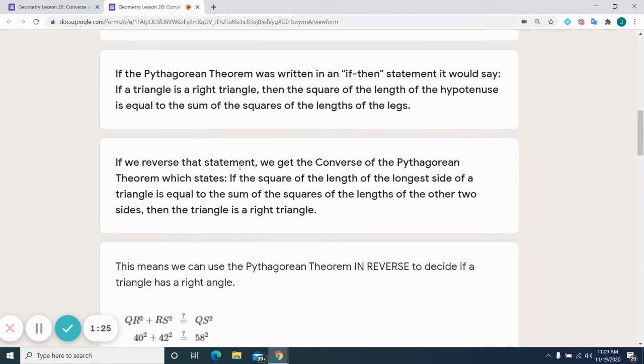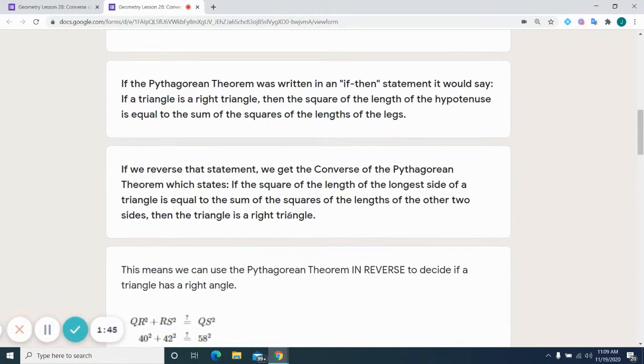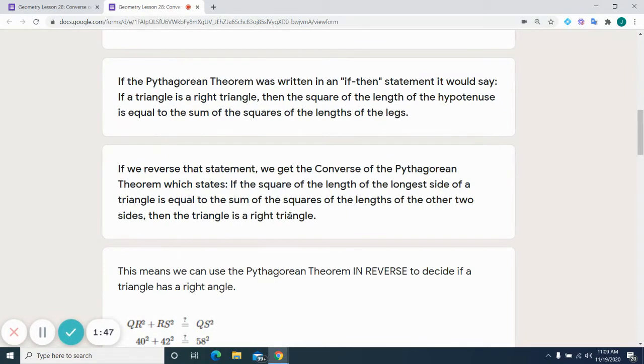Turn that backwards, and you get the converse of the theorem, which states: if the square of the length of the longest side of a triangle equals the sum of the squares of the other two lengths, or in other words, if you set it up where c is the longest side and a squared plus b squared equals c squared, and it works out, then it must be a right triangle. So the converse of the Pythagorean theorem just goes backwards.